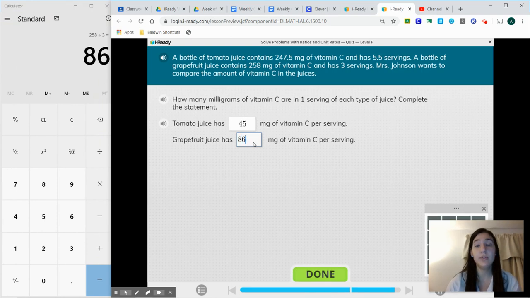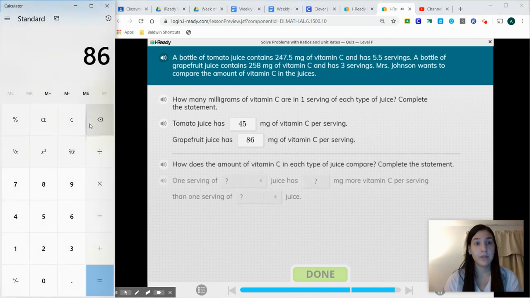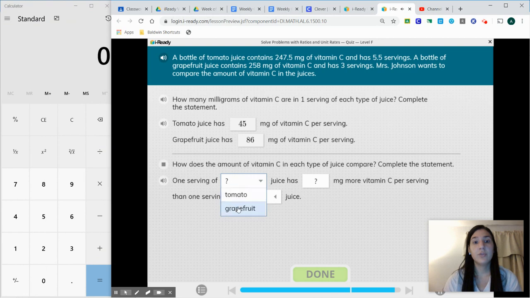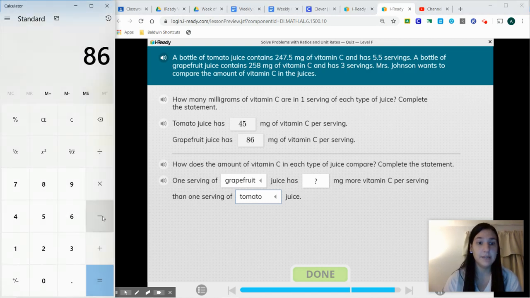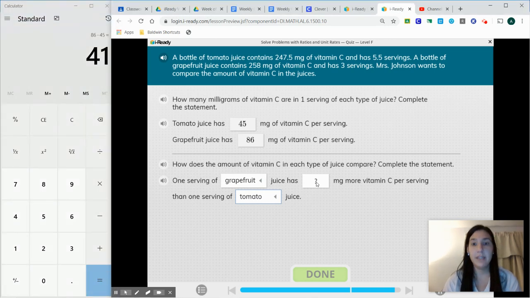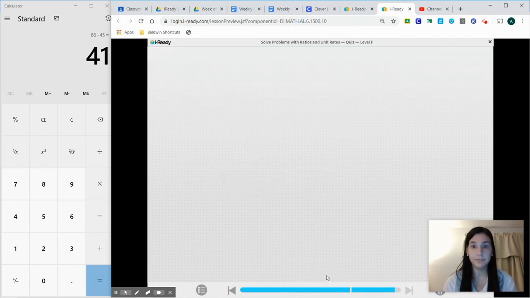So we see that grapefruit juice has way more vitamin C per serving than tomato juice. We're going to use that for our sentence. How does the amount of vitamin C in each type of juice compare? So complete the statement: grapefruit juice has more than tomato juice, and we're going to subtract to find out how much. 86 minus 45. And we see that it has 41 more milligrams. So that's our sentence. Grapefruit juice has 41 milligrams more vitamin C per serving than 1 serving of tomato juice.